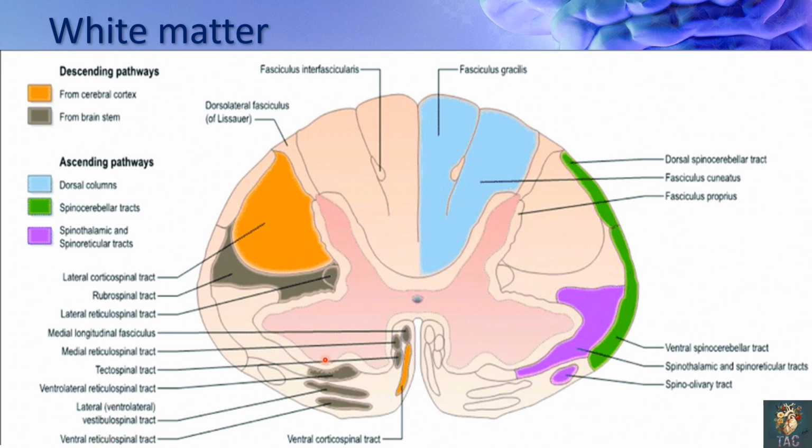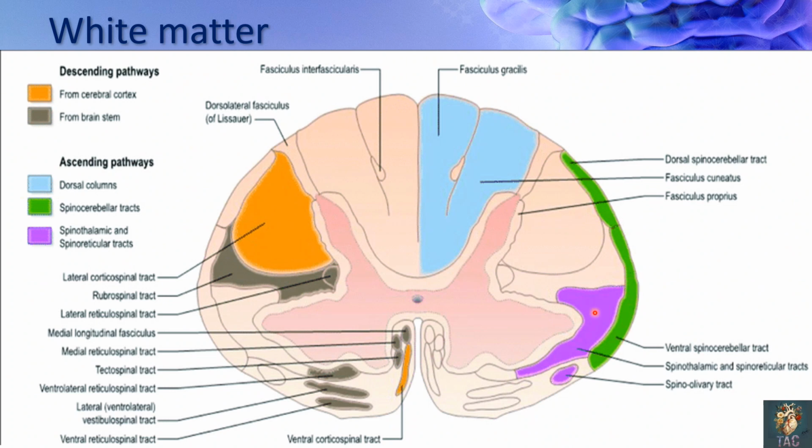So these are the different descending tracts present in the lateral column and the anterior column of the spinal cord. Now we are looking at the ascending tracts of the spinal cord. First of all, this one is the dorsal column, divided into the fasciculus gracilis, which is the medial one, and the fasciculus cuneatus, which is the lateral one, both collectively called the dorsal column, which is present in the posterior funiculus. Then we have the dorsal spinocerebellar tract and the ventral spinocerebellar tract.